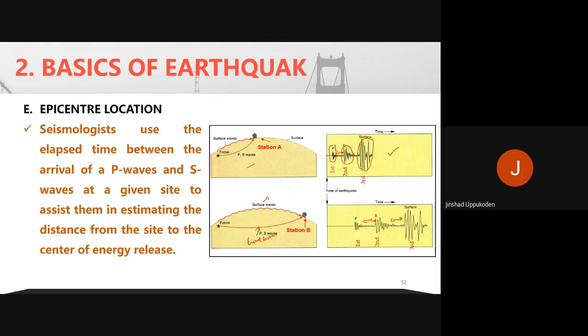P and S waves are what gets recorded by the seismic instruments. They cause damage, but not that much damage. The surface wave will cause maximum damage, so its displacements and acceleration will be very large. We'll come to how to measure this, meaning the instruments used in the measurement of earthquakes, in the next class.